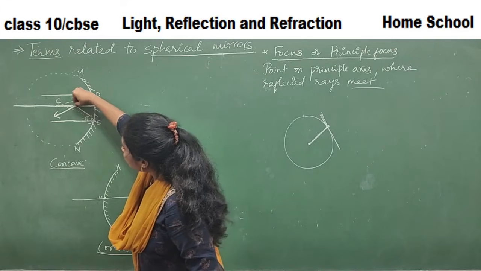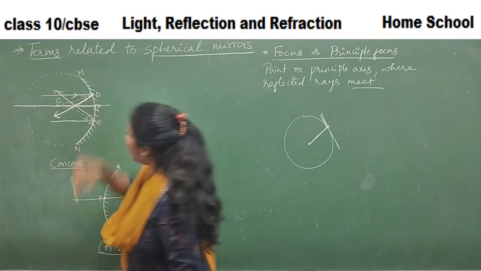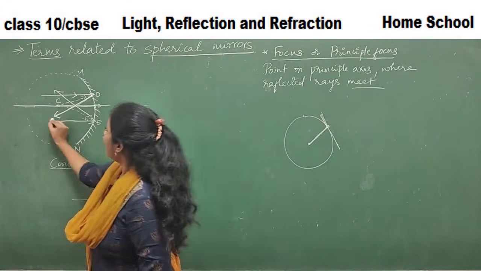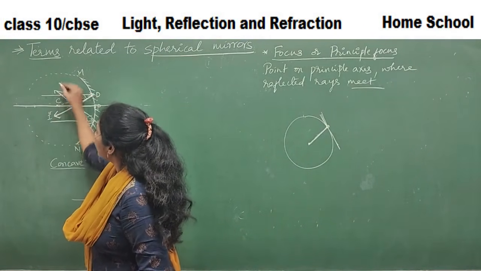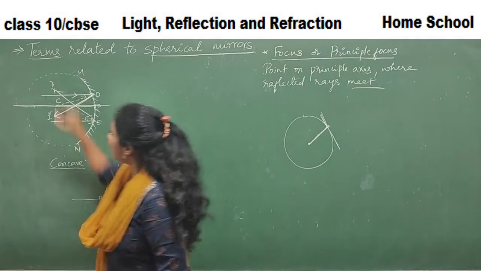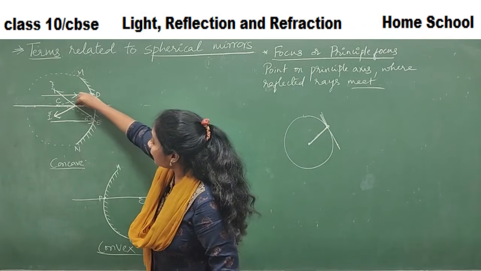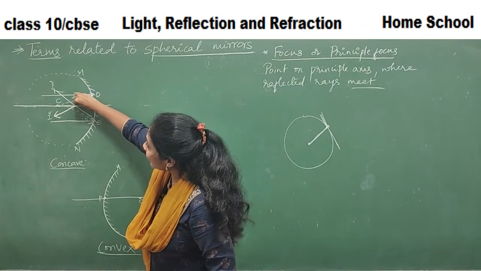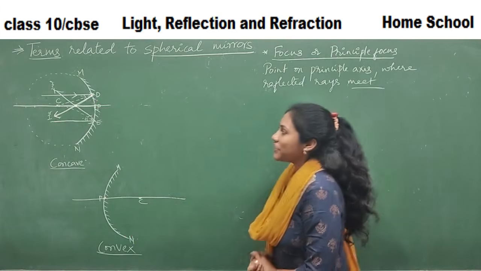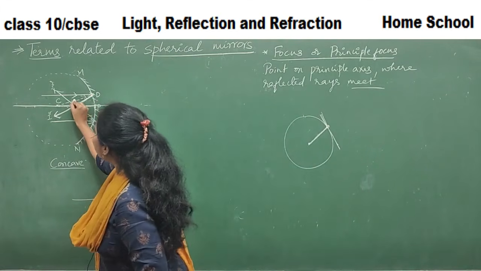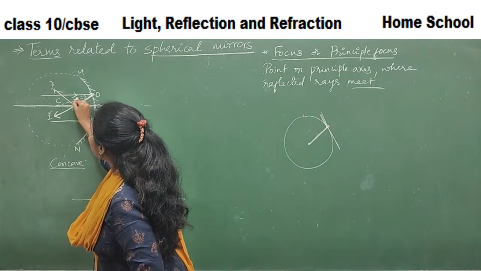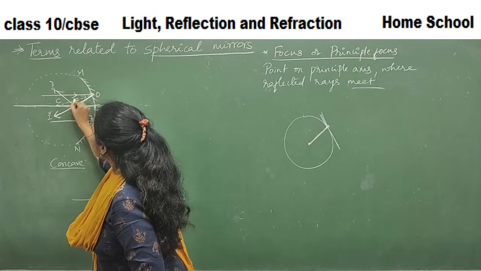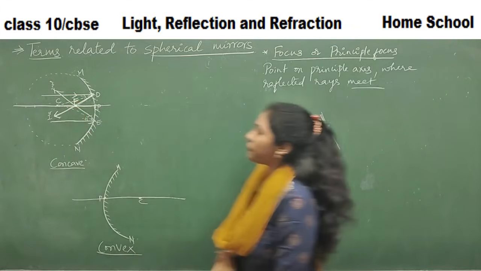So you see, this is our second reflected ray. This is my first reflected ray, and this is my second reflected ray. The second reflected ray is also meeting at this point. Yes or no? So this point we will call the focus, F. This point we are calling F, guys.